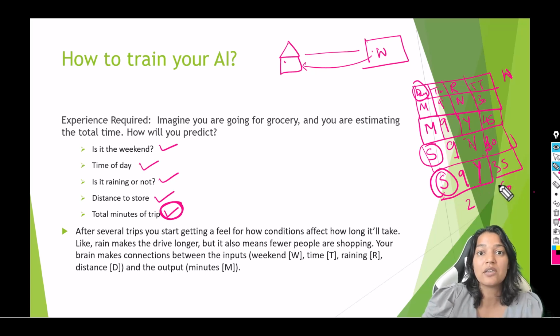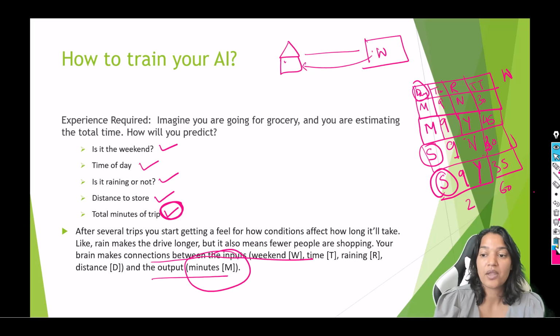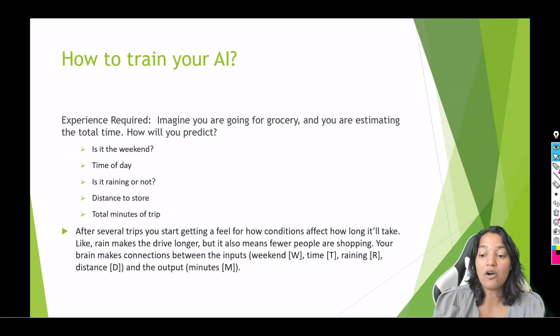So you started giving weightage to that input, because this input affects more than that input. After several trips, you start getting a feel for how conditions affect how long it will take. Like rain makes the drive longer, but it also means fewer people are shopping. Your brain makes connections between these, and then you come to a conclusion, and that's what it tells you, this is the estimate, right? So this is how we do the same thing with AI also.